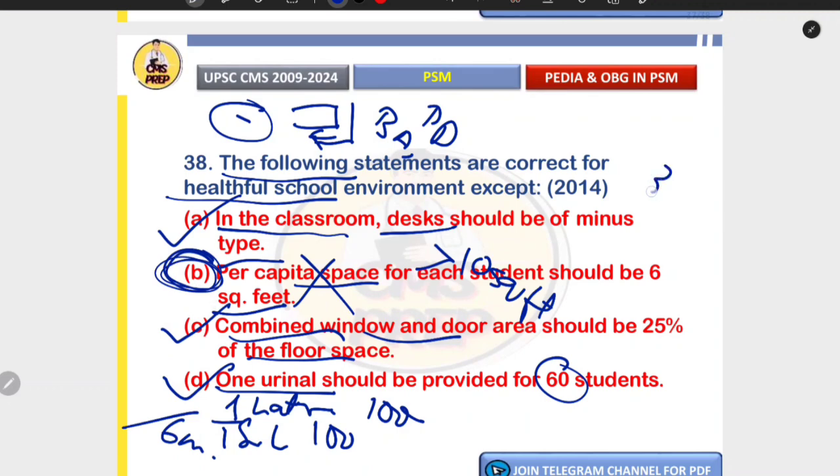So with this, we have covered all 38 questions related to preventive pediatrics and obstetrics from UPSC CMS asked in 2009 till 2024.